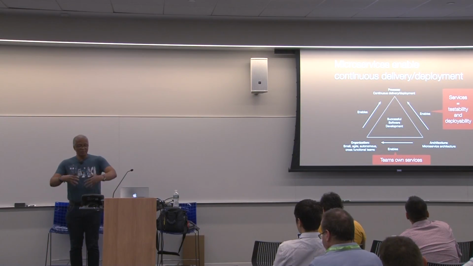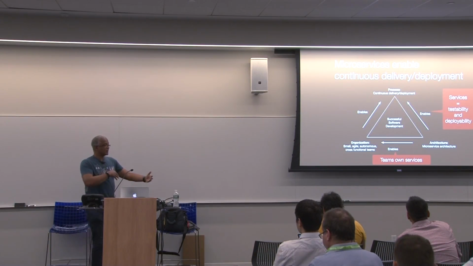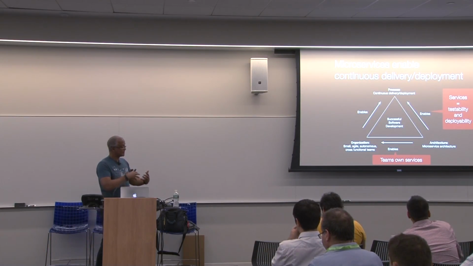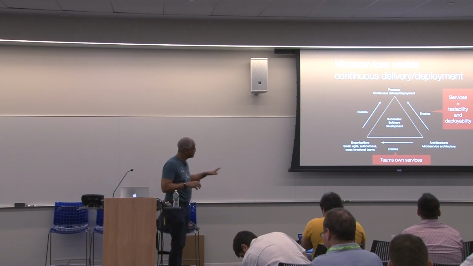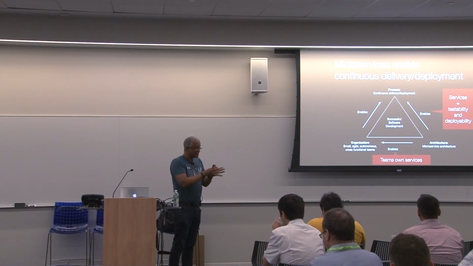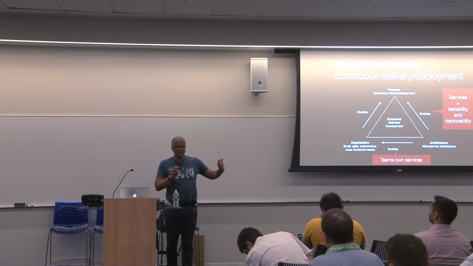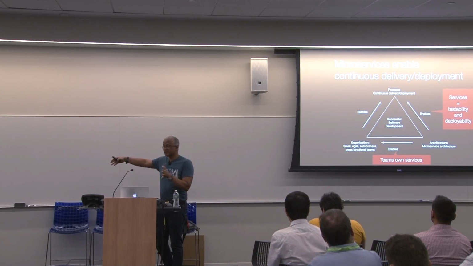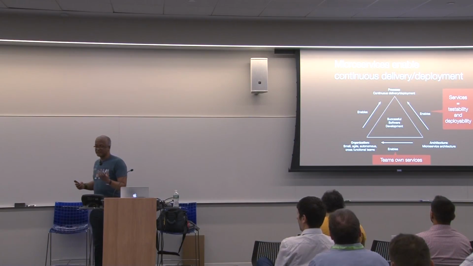Each team owns their own service, and they can develop, test, and deploy it independently of any other services. Obviously, they have to agree on APIs and so on. But once the APIs are defined, you can go your own separate way and develop in parallel with all of these other teams. And that's a direct consequence of the microservice architecture.